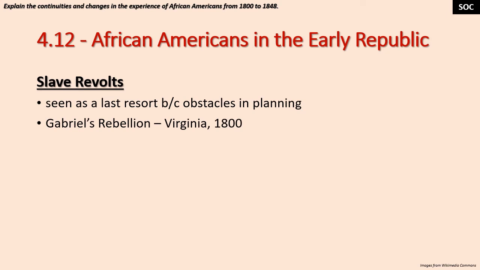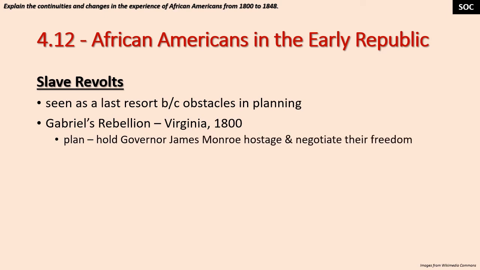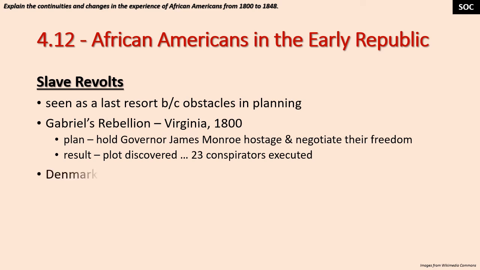One is in 1800 in Virginia, and this is referred to these days as Gabriel's Rebellion. The plan was to go to Richmond, Virginia, to capture the governor, future President James Monroe, and to hold him hostage so there could be a negotiation for freedom. The problem is the level of coordination that goes into this, and the plot was ultimately discovered. It was delayed because of bad weather, and in that delay, the plot was discovered and 23 conspirators were executed.